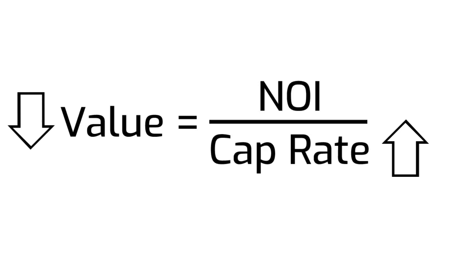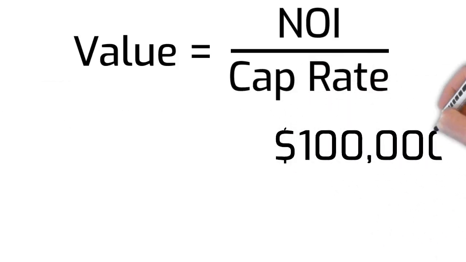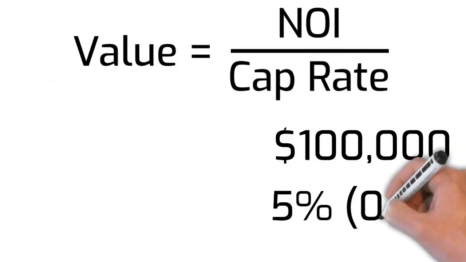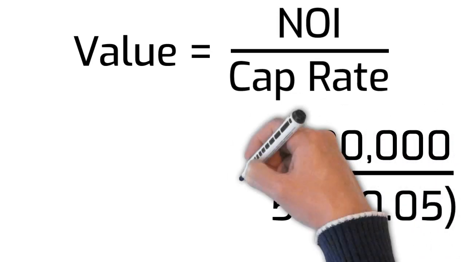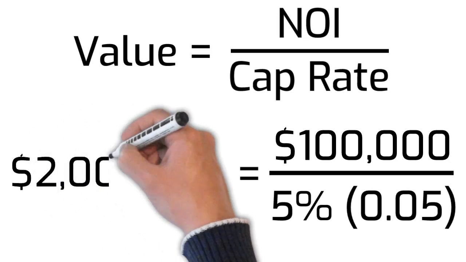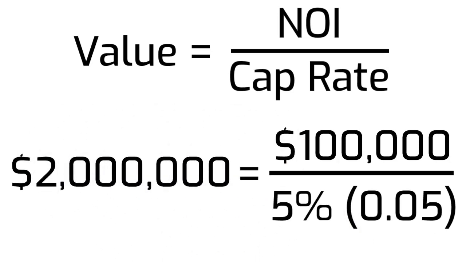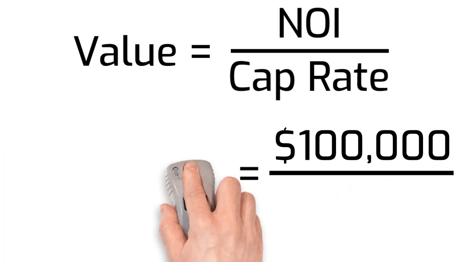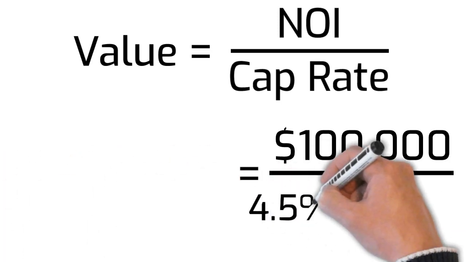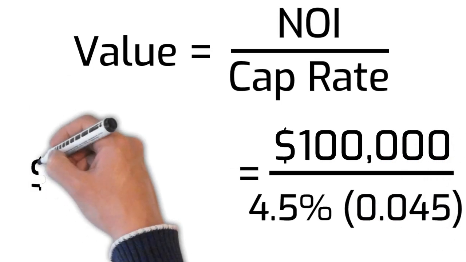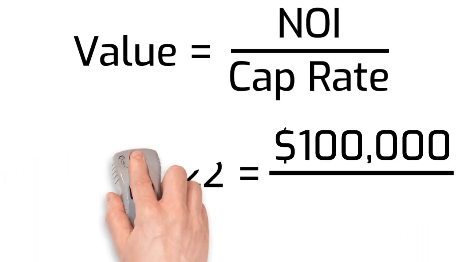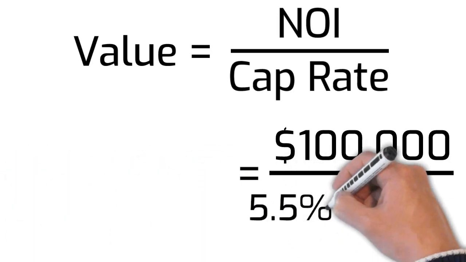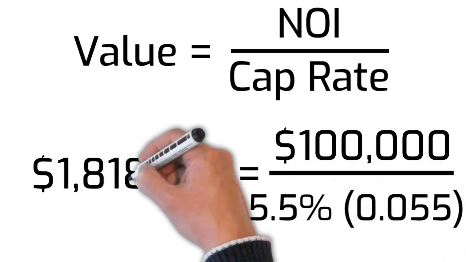Say our NOI over the last year was $100,000 and the current cap rate of our given submarket is 5%. The value of our property is $100,000 divided by 0.05 or 5%, which equals $2 million. Now let's say over the year the market has gotten hotter and the cap rate has decreased to 4.5%. The property is now worth just over $2.2 million. What if the market cooled off and the cap rate is now 5.5%? The value is now decreased to just over $1.8 million.